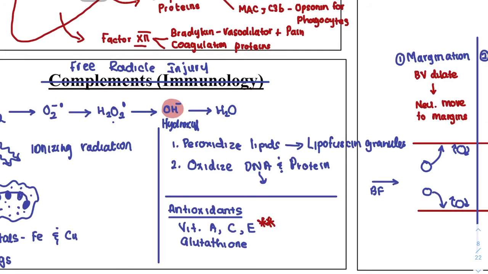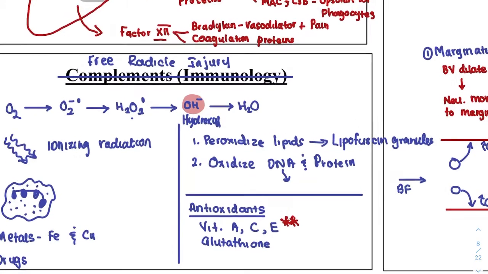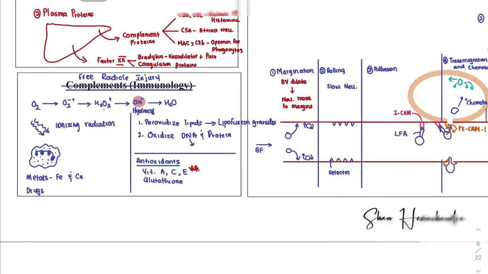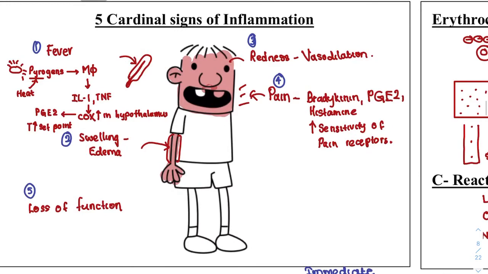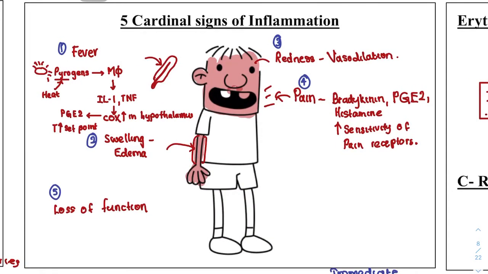Next, factor 12. This mainly includes two substances, bradykinin, vasodilator plus pain. It's a very potent vasodilator and a mediator of pain, and some coagulation proteins. So first, I'll talk about the 5 cardinal signs of inflammation before I explain what inflammation is. There's 5 signs you see when a patient is undergoing inflammation. It could be a localized inflammation, or it could be a whole body inflammation.